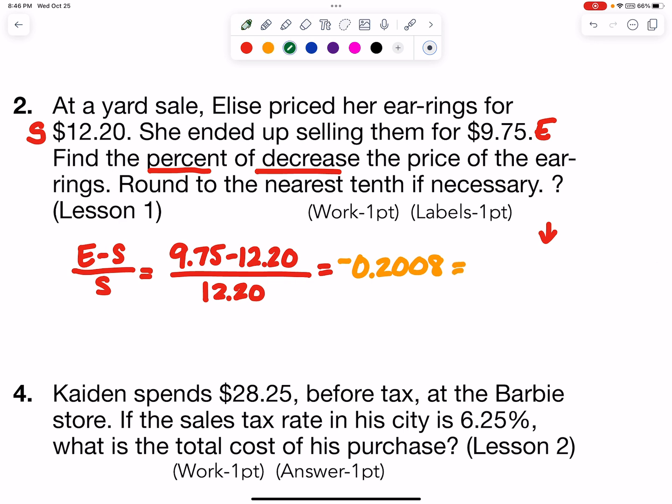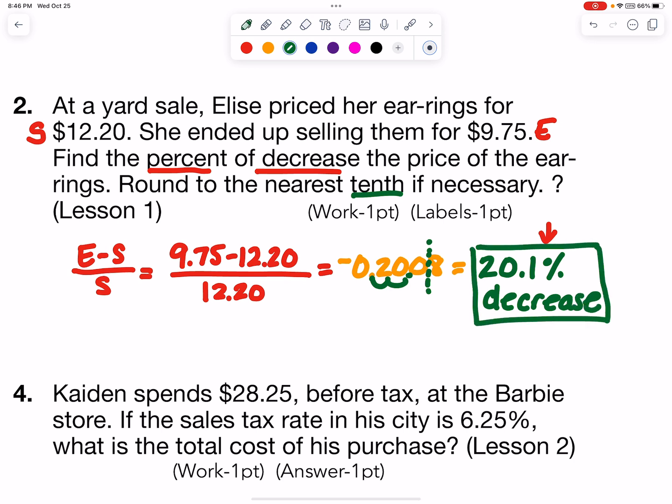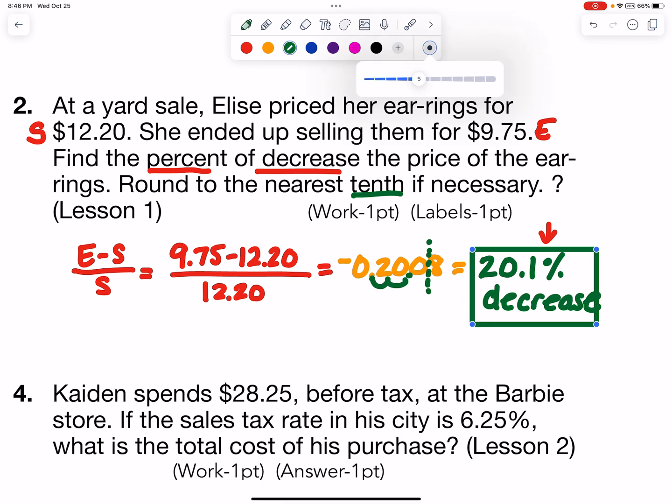What does that equal as a percent? Swoop, 2 to the right. I don't need to use the negative anymore. I just have 20. We're going to the nearest tenth, so I'm cutting it here. And so that's going to be 20.1%. This was going down, so it's a decrease. And I'm going to make my answer stand out with that. All right, next, let me go down one notch of pen thickness here.